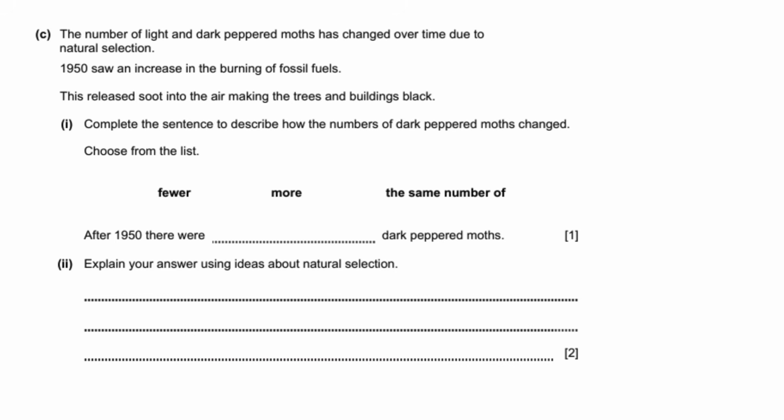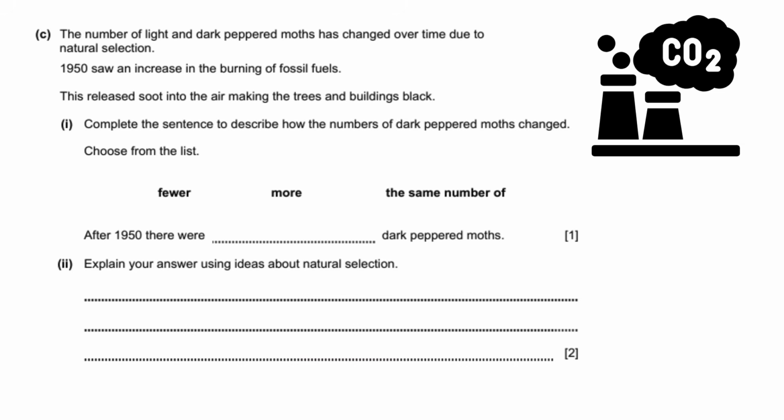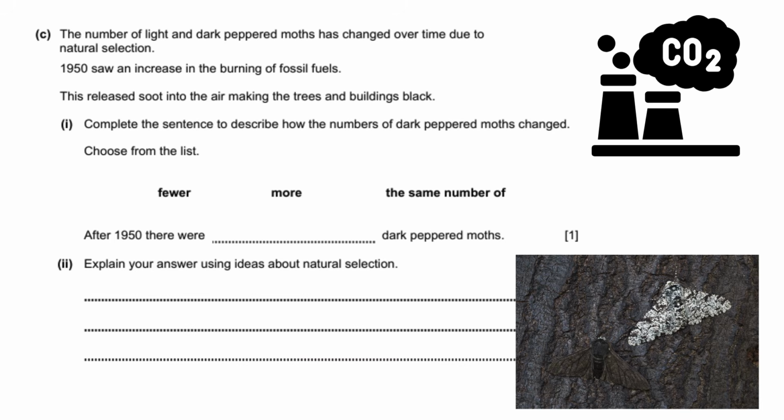Then in C, he says the number of light and dark peppered moths has changed over time due to natural selection. In 1950, there was an increase in the burning of fossil fuels. For sure, when you see in the question the burning of fossil fuel, you think about the increase of carbon dioxide gas in the air. This released the soot into the air, making the trees and buildings black, like this picture in front of you, like the deposition of carbon or soot on trees and other buildings.